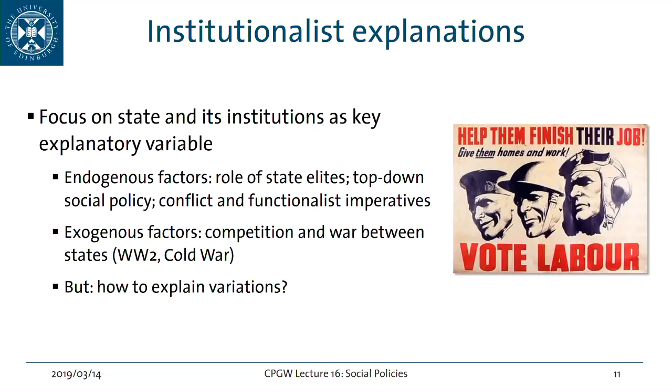And then we can have institutionalist explanations of why welfare state policies came along. You can point to an institutionalist explanation whenever authors point out that there are certain state infrastructure factors that were at play when adopting welfare state policies. So this could be the role of elites, this could be conflict imperatives like we already talked about a couple of slides ago. This could be exogenous factors. Maybe states are competing with each other in terms of how well they can provide for their citizens.